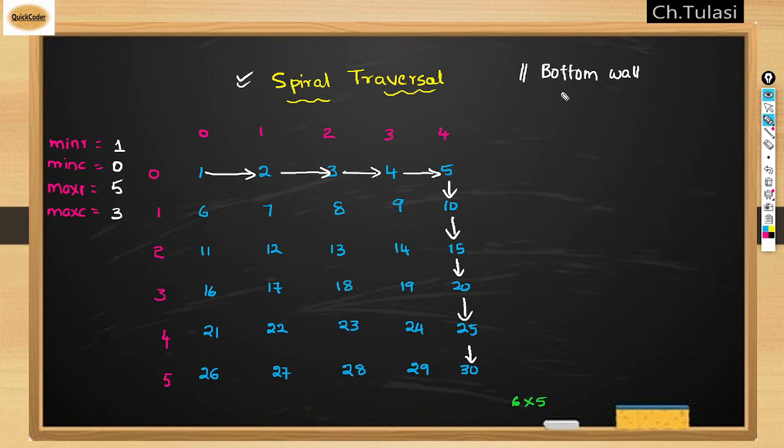Now let us continue with the bottom wall. Okay, so this bottom wall up to 5 to 30 I already computed. Now I should start from 29 to 26. Okay, what is fixed here? The max row. Okay, max row is fixed here. So my J will be max row.